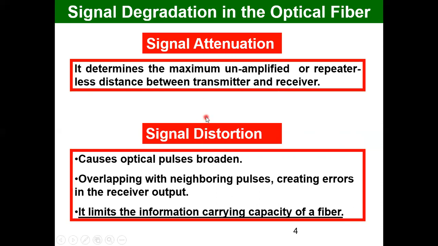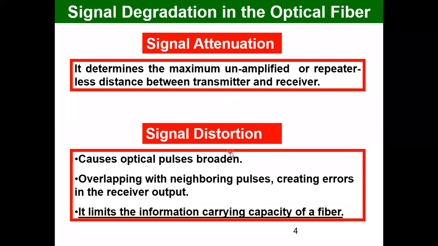Signal distortion, the second category of fiber loss, causes the optical pulse to broaden. Pulse dispersion takes place, so there is overlapping with the neighboring pulse. It creates errors in the receiver output. Due to this overlapping, it limits the information carrying capacity of the fiber. I cannot transmit at a higher bit rate because of this overlapping of pulses.